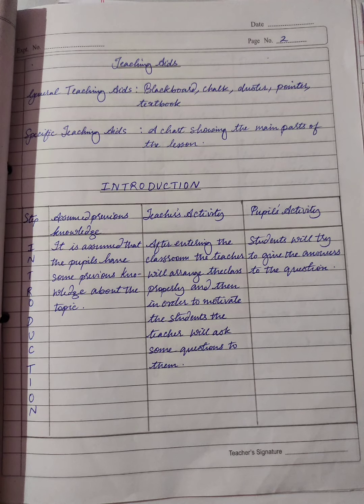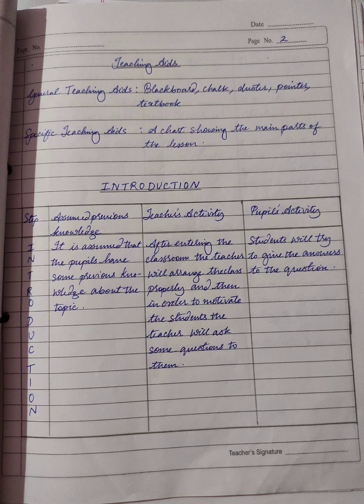Now next we come to the teaching aids. Here we have 2 teaching aids to mention. First is the general teaching aid and second is specific teaching aids. So in general teaching aids we mention blackboard, chalk, duster, pointer, textbook, all the things that you needed while teaching. And second is the specific teaching aids, which could be different depending on what kind of TLM you use.